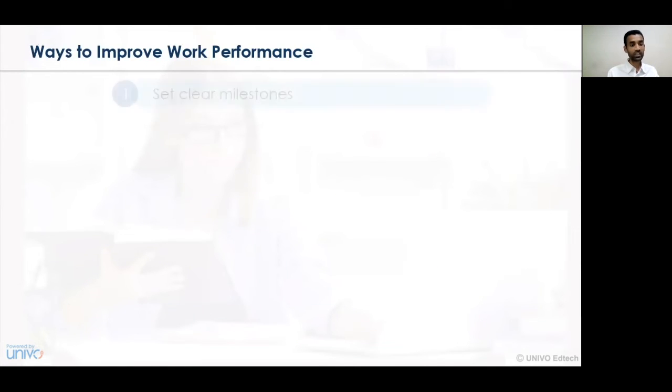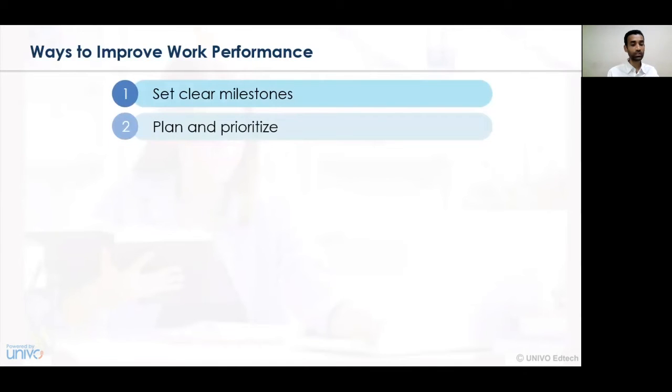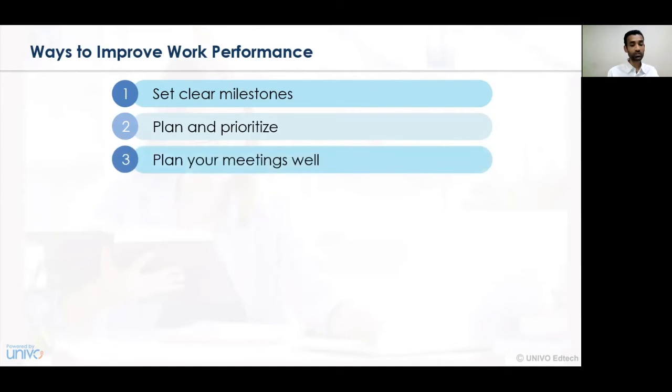Now let us understand the various ways to improve work performance. The first is setting clear milestones, that is, what our target is and what we need to achieve. Then planning and prioritization: how we have a proper plan or series of activities, and which activity should be prioritized first.